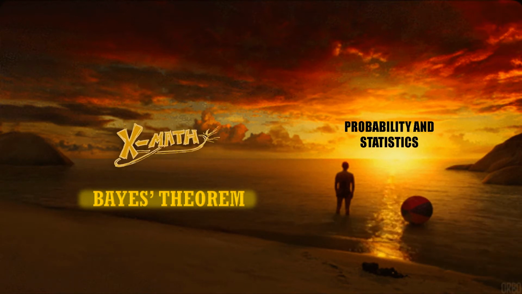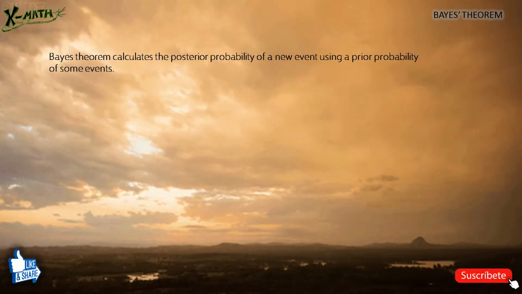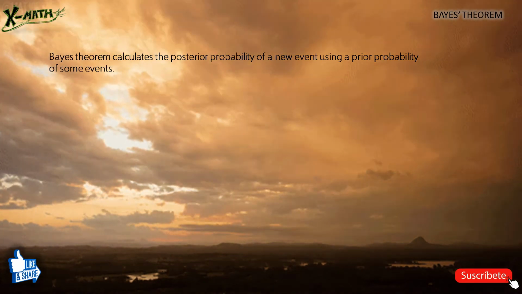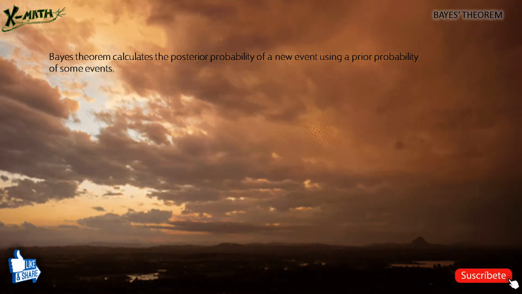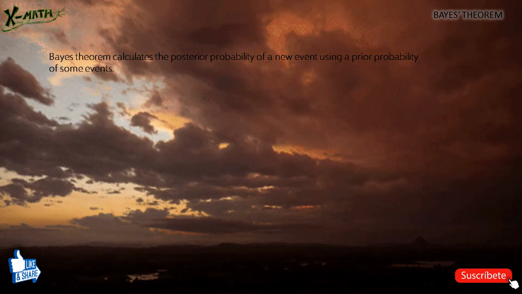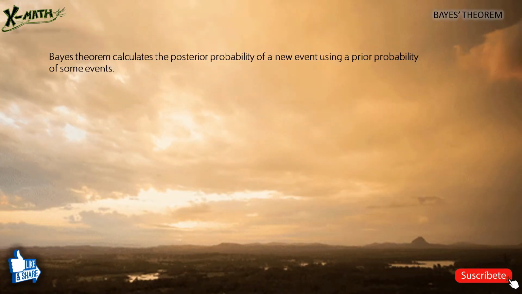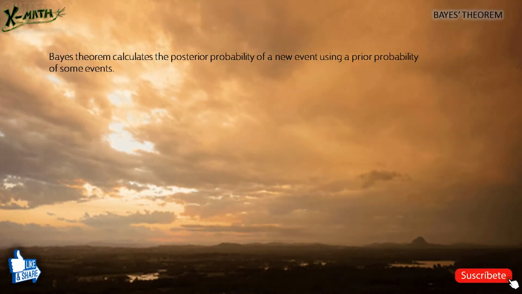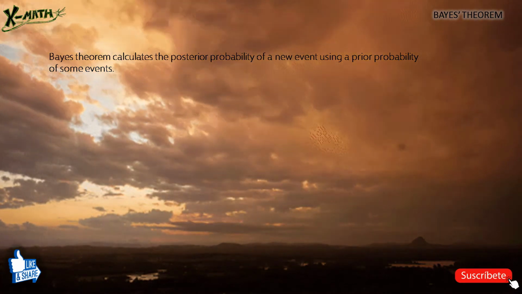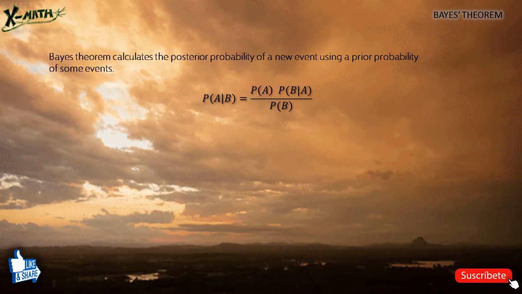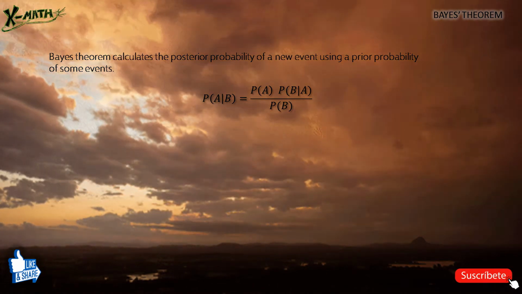Today we're going to talk about Bayes' theorem. Bayes' theorem calculates the posterior probability of a new event using a prior probability of some events. Basically, what Bayes' theorem does is calculate probabilities of something that is going to happen in the future based upon previous data. The equation that we are going to be using is the next one.